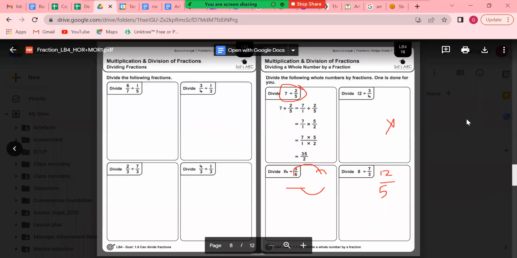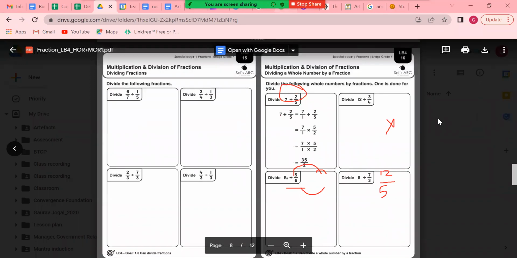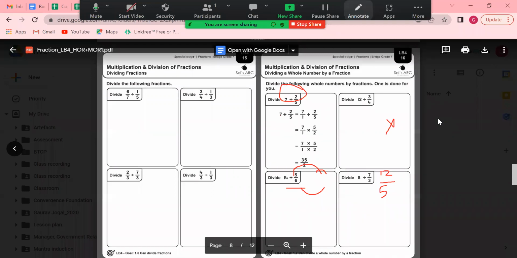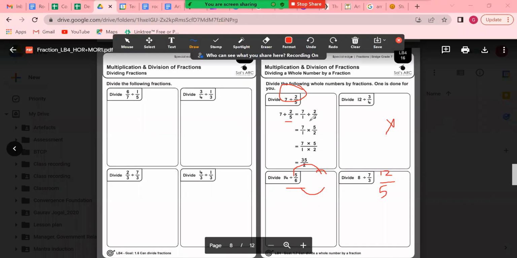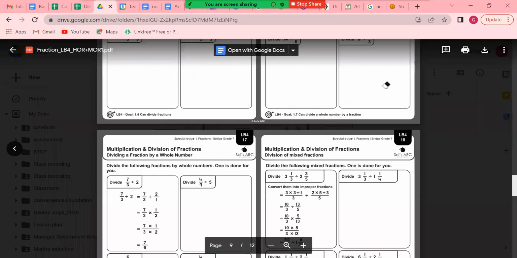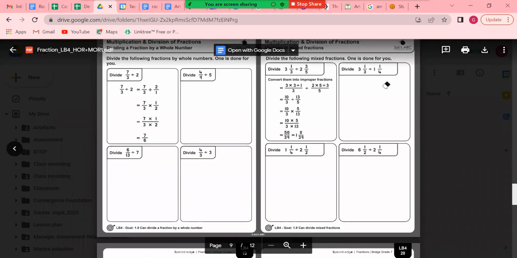The first rule is to convert. So if I go here, this one is solved for you. See, 7/1 into 2/5. First the 7/1 division became multiplication. 2/5 will become 5/2. 7 fives are 35, 1 into 2 is 2. So 35/2. This is the easiest thing to do, to convert the division into a multiplication. If I go down now, again here you have a mixed fraction, so first convert the fractions and then divide or multiply. We have seen this.